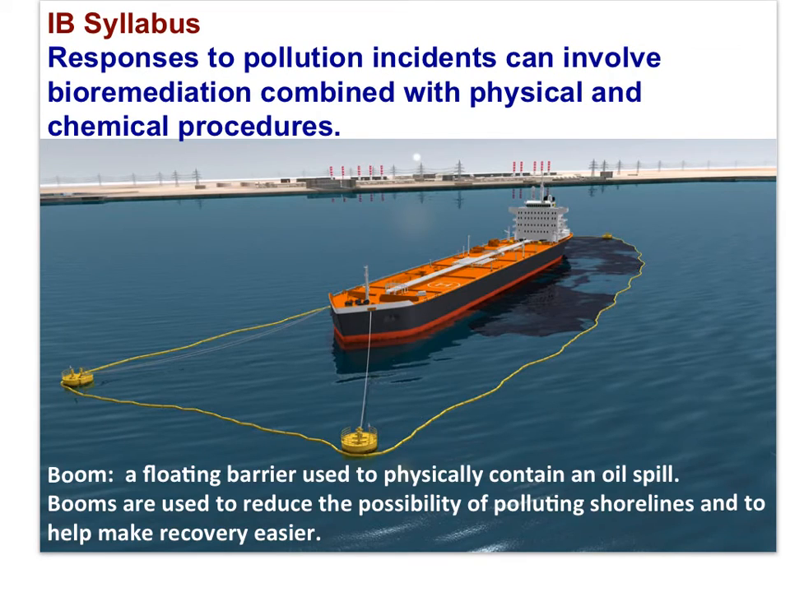Spills of a pollutant into the ocean can be contained using physical barriers, as seen here. A boom is a floating barrier used to physically contain an oil spill. Booms are used to reduce the possibility of polluting shorelines and help make recovery of the pollutant easier.